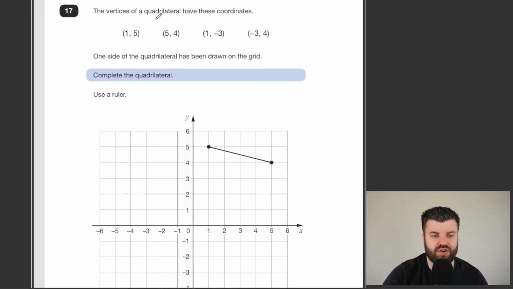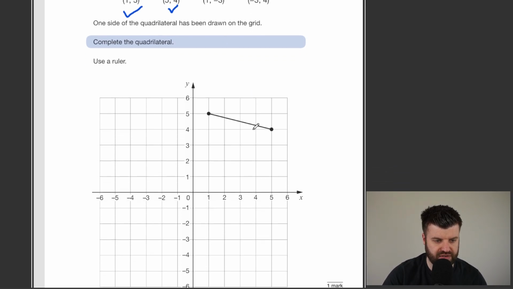The vertices of a quadrilateral, which is a 4-sided shape, have these coordinates. One side of the quadrilateral has been drawn on the grid. Can you complete the quadrilateral? So we have here 5 across and 4 up. So we've done 5, 4. And we've got here 1 across and 5 up. So we've done 1, 5.